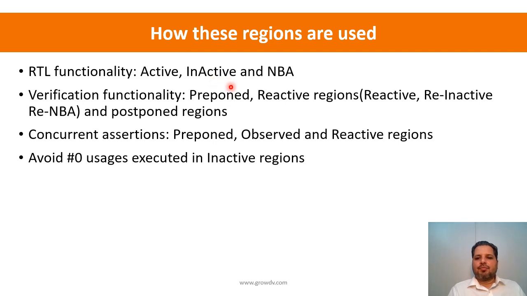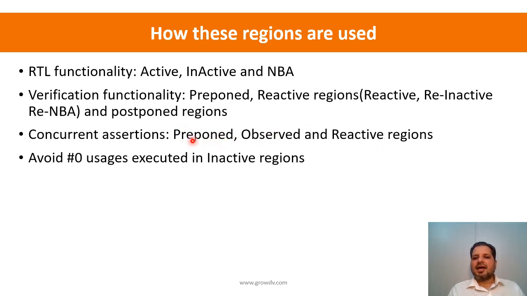Let's summarize the big picture first. The regions are used this way: RTL functionality uses active, inactive, and NBA. For verification functionality, as we already looked at, the reactive regions, which are reactive, re-inactive, and re-NBA, are the equivalent of this executing in the context of the program block. We have the preponed and postponed regions, which are utilized as part of the clocking block functionality. And the concurrent assertions utilize the preponed, observed, and reactive regions.